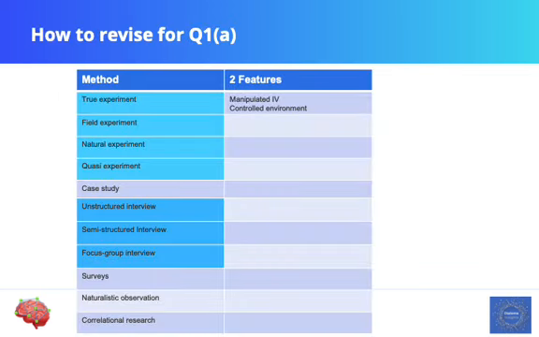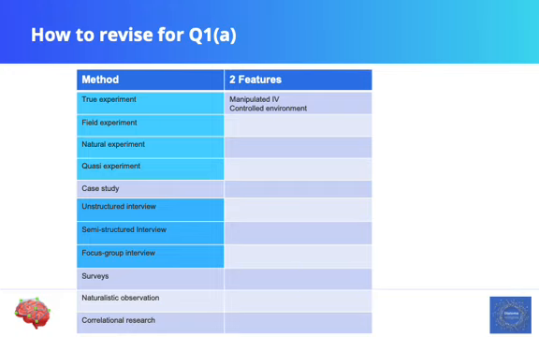Here's a suggestion of how to revise for part A of question 1. Here are all the research methods you're expected to know about. The stimulus will be an example of one of these methods. You'll see there are 4 different types of experiments and 3 different types of interviews, and it is important to know the difference between each of these. So make a table and in the other column think about 2 features for these methods. So for example, a true experiment always has a manipulated independent variable and always takes place in a controlled environment. They're the 2 key features of that method.